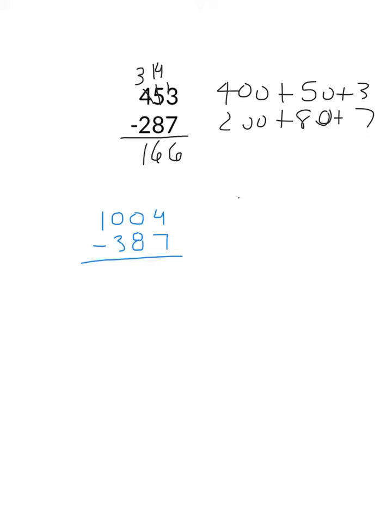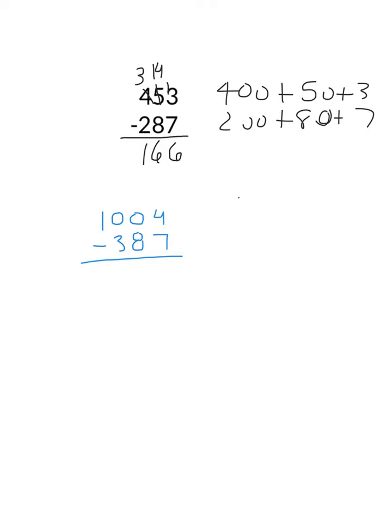Another way to look at this is, let's say we had 1004 M&Ms, and we're going to give away 387. How many do we have left? That's a lot of M&Ms, but still. Again, if I have 4 M&Ms, I can't give away 7.